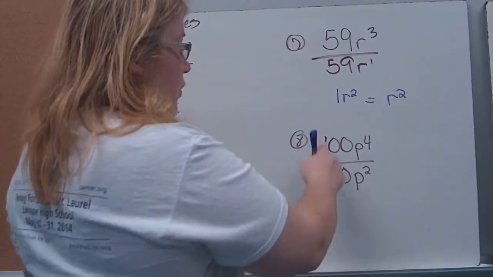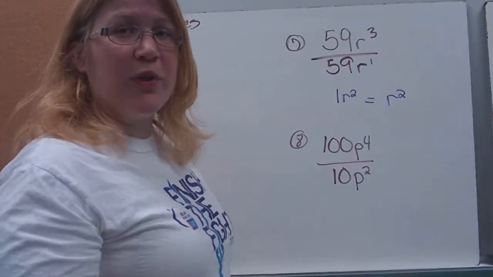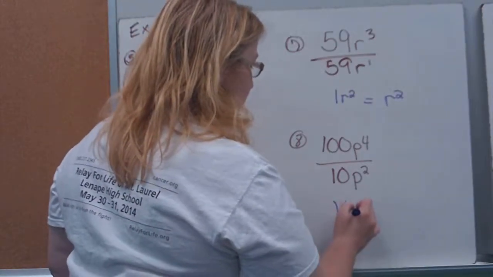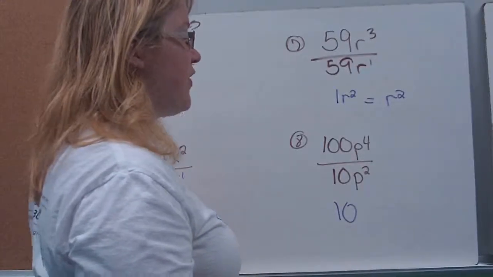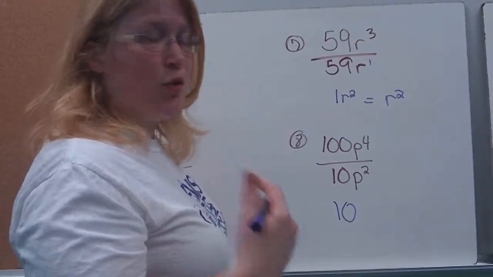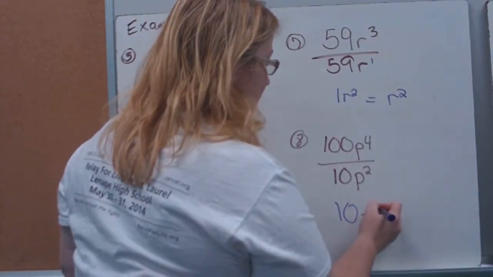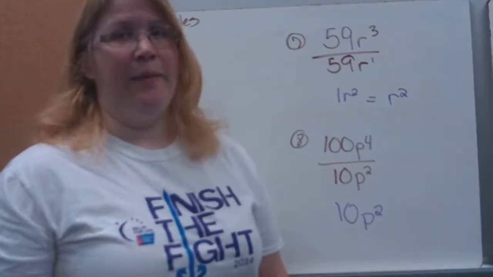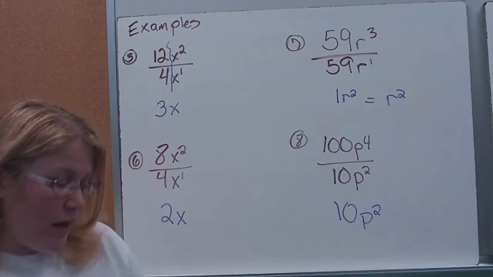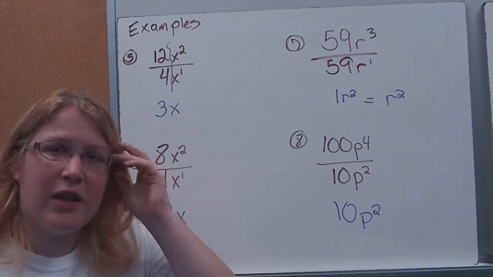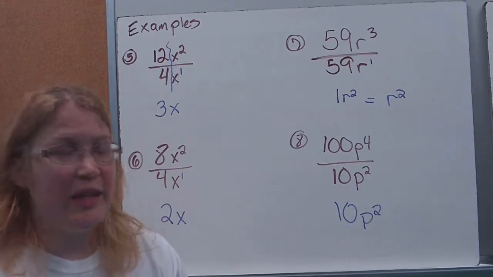Okay. Last one, again, just take a look at your numbers. What's 100 divided by 10? It's 10. What's p to the fourth divided by p to the second? Subtract our exponents, keep our base. I'm left with p to the second. So nothing too terribly difficult. It really is just a review of the rules that we've already done.